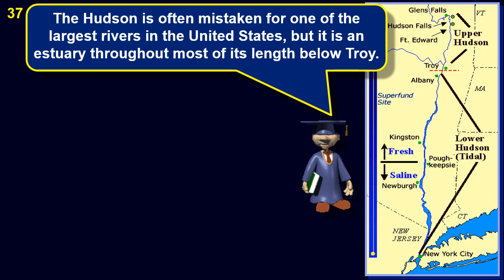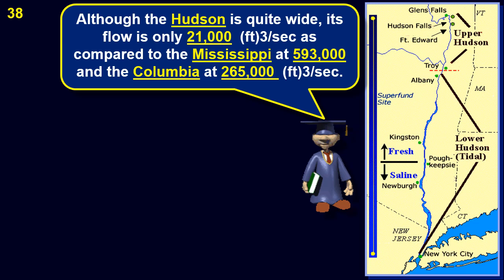The Hudson is often mistaken for one of the largest rivers in the United States, but it is an estuary throughout most of its length below Troy. The mean freshwater discharge at the river's mouth in New York is approximately 21,400 cubic feet, 606 cubic meters, per second, to be compared to the Mississippi at 593,000 cubic feet per second, and the Columbia at 265,000 cubic feet per second.